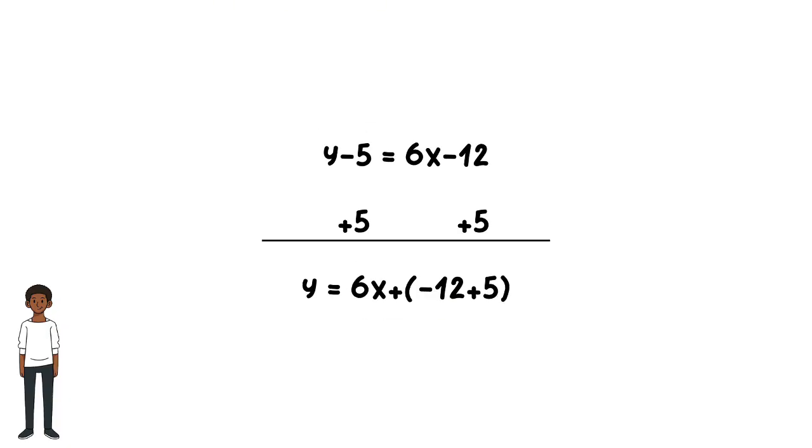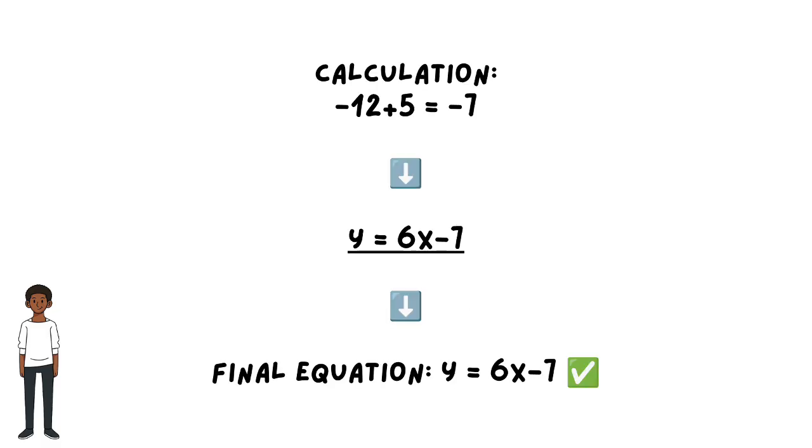Step 3. Now we isolate y to put it into y = mx + b format. To eliminate the minus 5 on the left, we add 5 to both sides of the equation. Step 4. Be careful with your integer arithmetic. Negative 12 plus 5 equals negative 7. Putting it all together gives us y equals 6x minus 7. That is the exact equation of our line in slope-intercept form.